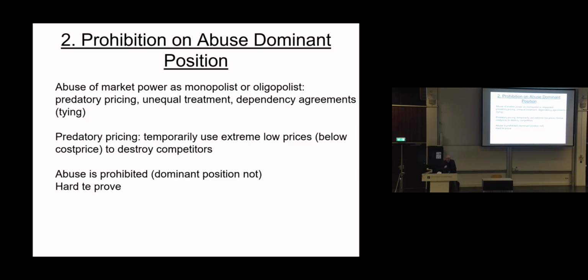And predatory pricing is in this respect quite interesting. What does it mean? It means that a business produces particular goods or services below its cost price, at a very low price, in order to destroy competitors. And when the competitor goes bankrupt, then the prices, of course, go up again.